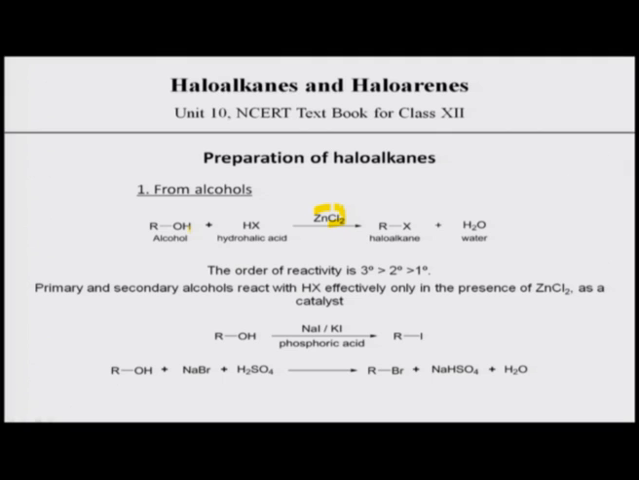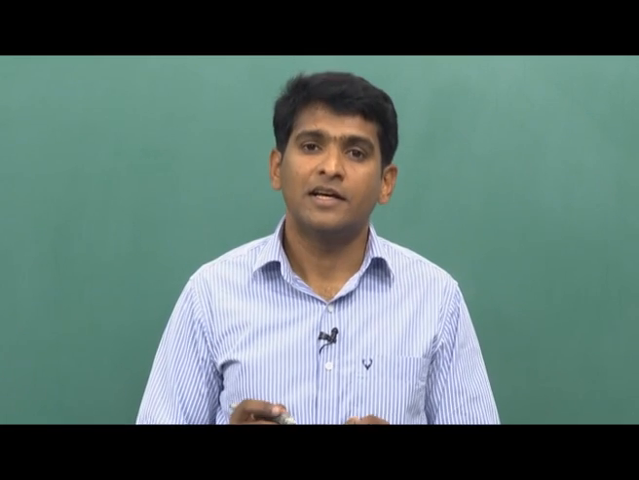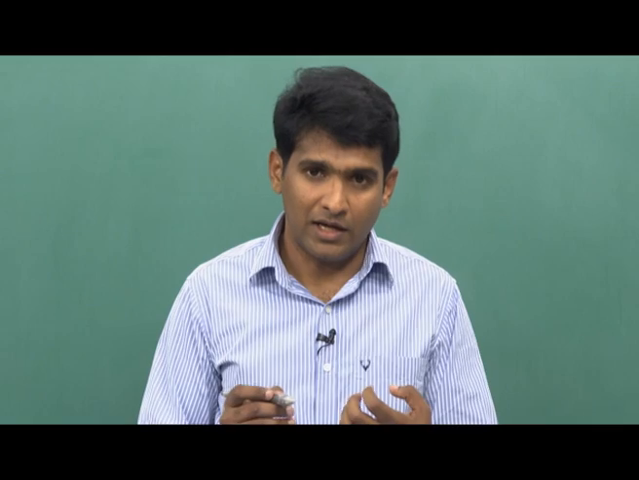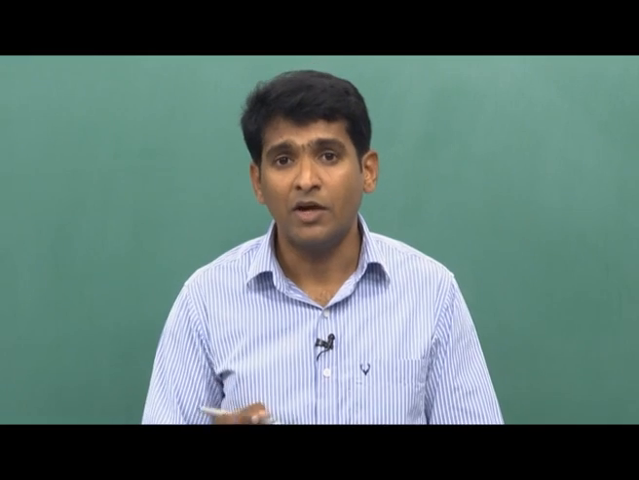The order of reactivity for this class of compounds is generally tertiary reacting faster than secondary, reacting faster than primary. Therefore, for the reaction of primary and secondary alcohols to be faster, it is quite essential that we use the catalyst that we have already discussed. Zinc chloride in this case acts as a Lewis acid that coordinates with oxygen and facilitates this reaction. It is to be noted that this reaction is not possible for haloarenes, because the bond between oxygen and carbon is quite strong in phenols, so we cannot prepare haloarenes using this particular method; it is only applicable for the synthesis of haloalkanes.